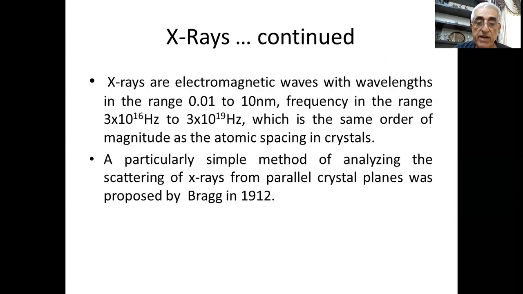X-rays are electromagnetic waves with wavelengths in the range of 0.01 to 10 nanometers, and frequency in the range of 3 × 10^16 hertz to 3 × 10^19 hertz, which is the same order of magnitude as the atomic spacing in crystals. A particularly simple method of analyzing the scattering of X-rays from parallel crystal planes was proposed by Bragg in 1912.